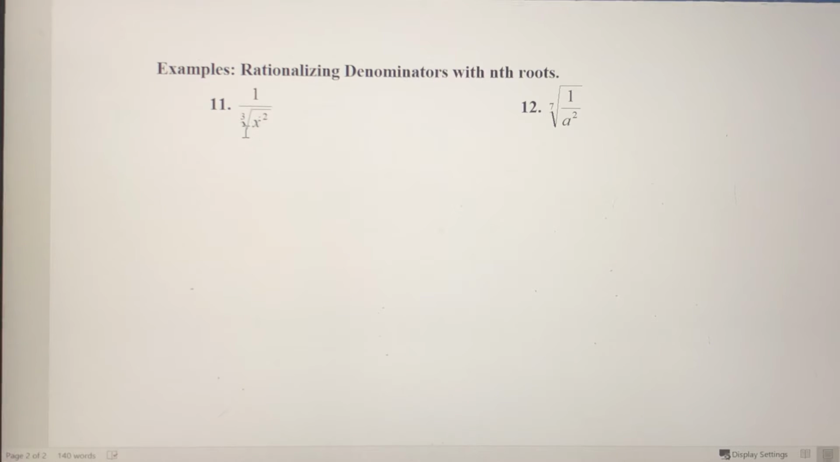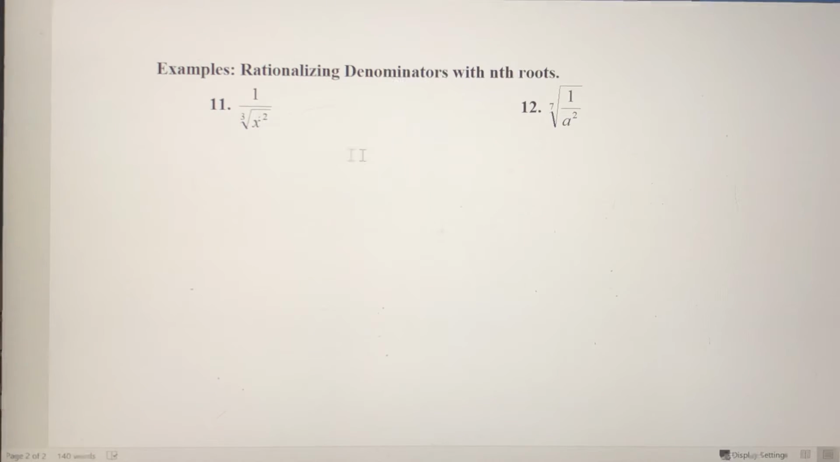So the first thing I'm going to do is I'm actually going to go ahead and convert this cube root of x squared into an expression with a rational exponent, okay? So I'm going to make it 1 over x to the 2/3, okay? So remember, I need my exponent to be x to the first, or x to the second, or x cubed, x to some whole number. So we've got our rational denominators, okay?